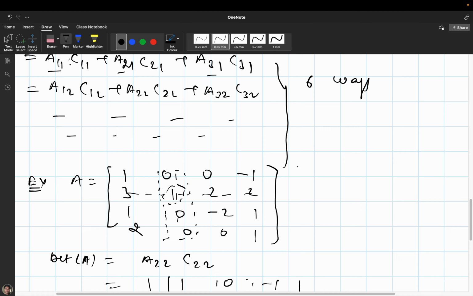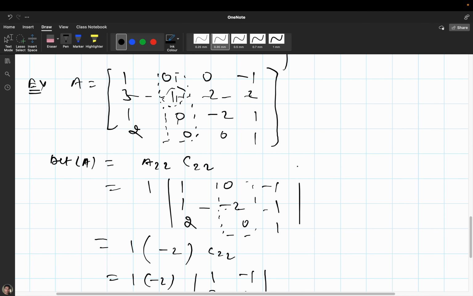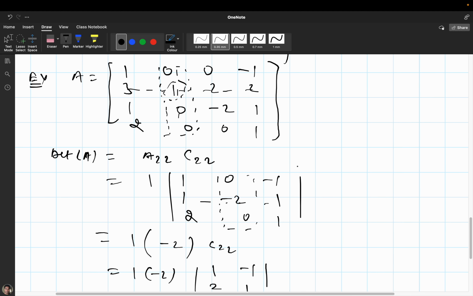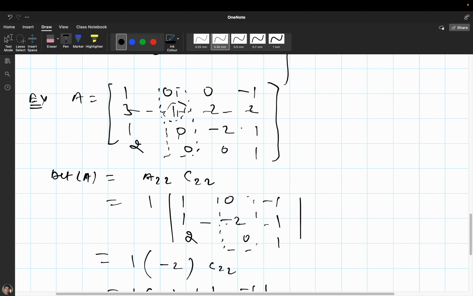Sir, if the given matrix is not a square matrix, can the determinant of A be determined? If you want to determine the determinant, the matrix should be square. You cannot determine the determinant of any kind of matrix. The matrix should be a square matrix.